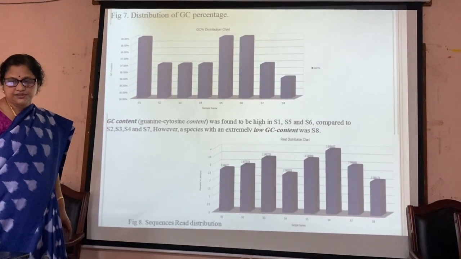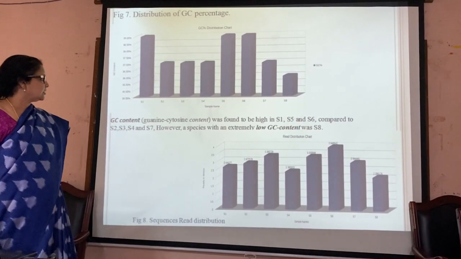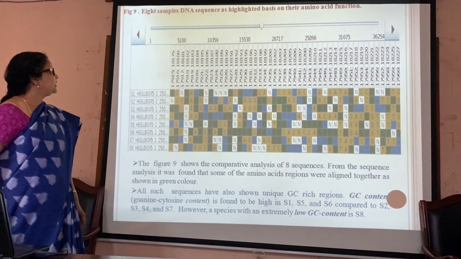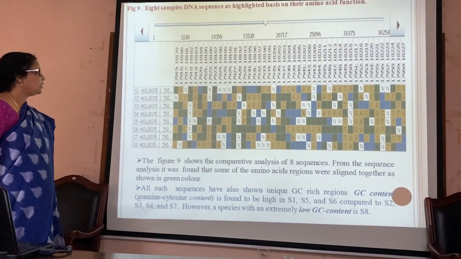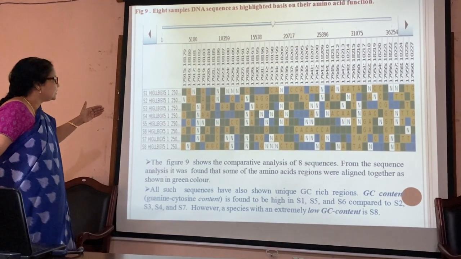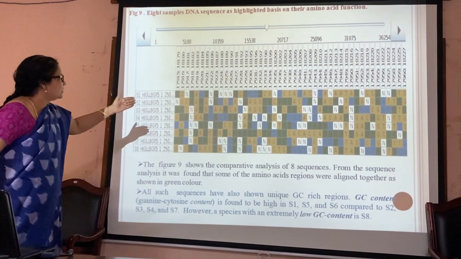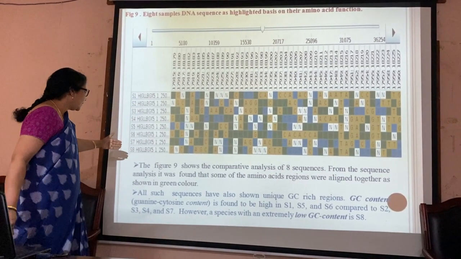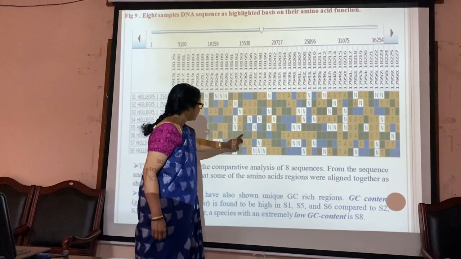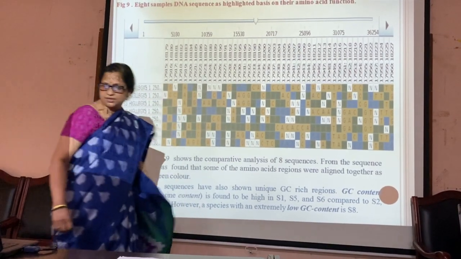So this is the distribution of GC percentage and GC content, that is the guanine and cytosine percentage. And these are the DNA sequences as revealed along with the amino acid function. This is the research showing the relationship between the DNA sequences and amino acid function. From this comparative analysis, we can see that some of the amino acid regions were aligned together. So this is the observation that we got from this experiment.